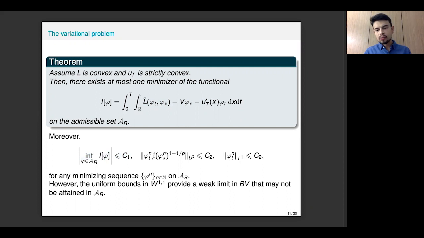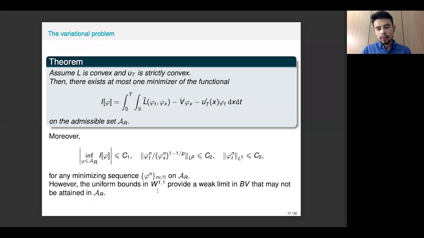And using these bounds, we can do some steps with minimizing sequences, which is at the end what you want to do. You want to take a minimizing sequence, show the sequence has a limit, and that limit is the minimizer. The issue is that this limit may not be admissible because we have uniform bounds in W^{1,1}, but this weak limit may be a function in BV, a function of bounded variation, that may not be admissible.